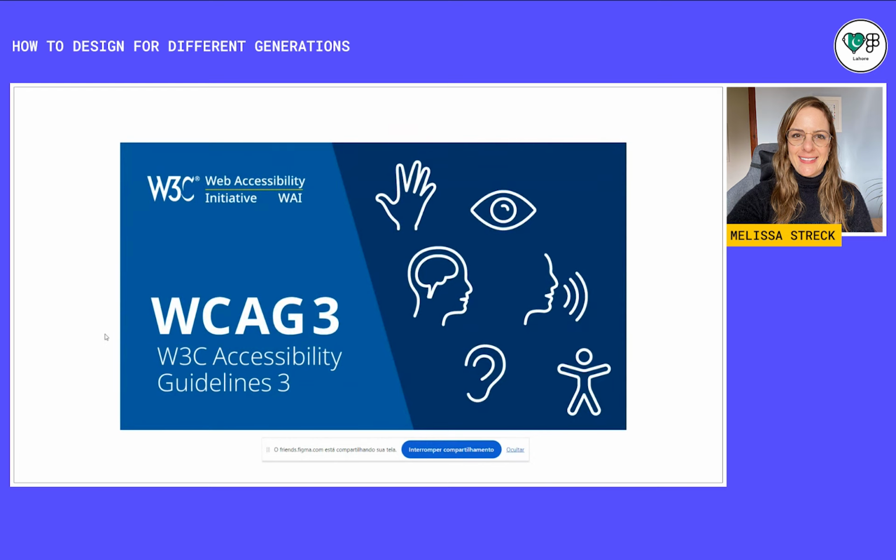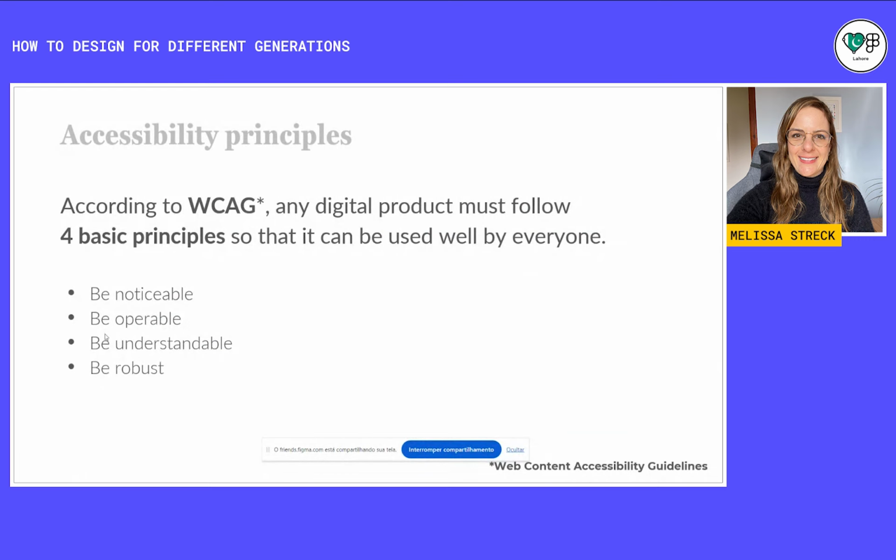So here I'll talk about the W3C Web Accessibility Initiative. So this is the website. I will provide the link. Maybe you are already familiar with this, but I will go to the guidelines that they contain. According to this web content accessibility, they have 4 basic principles. The first one is to be noticeable. The second is to be operable. The third is to be understandable. And the fourth is to be robust.